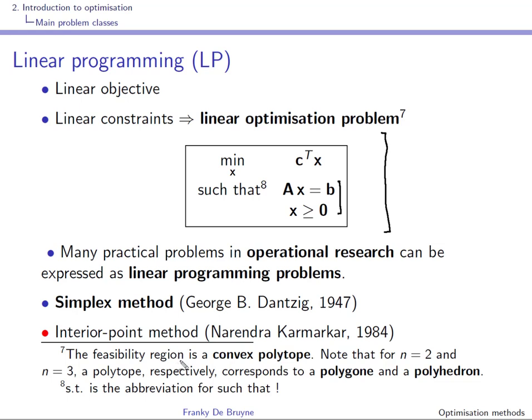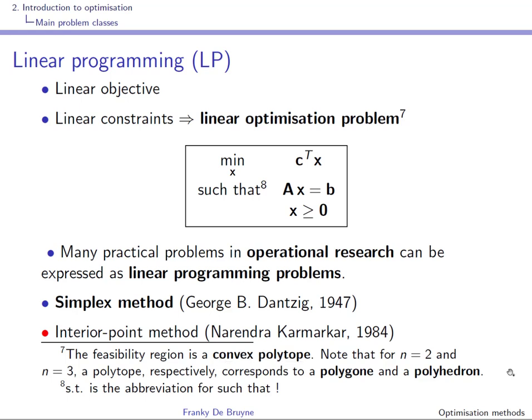If you look at the constraints, well, this leads to a feasible region that is a convex polytope. Don't worry, this is a very complicated word, but for n is equal to 2, the polytope is simply a polygon. This is something that you know. And for n is equal to 3, a polytope is a polyhedron. So a polytope is simply a generalization for a general n of a polygon or a polyhedron.